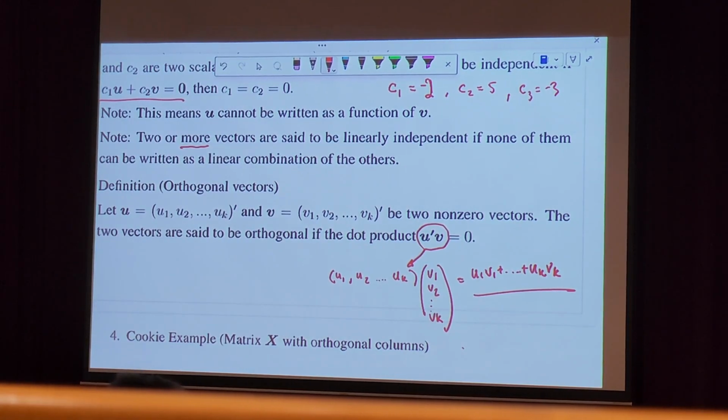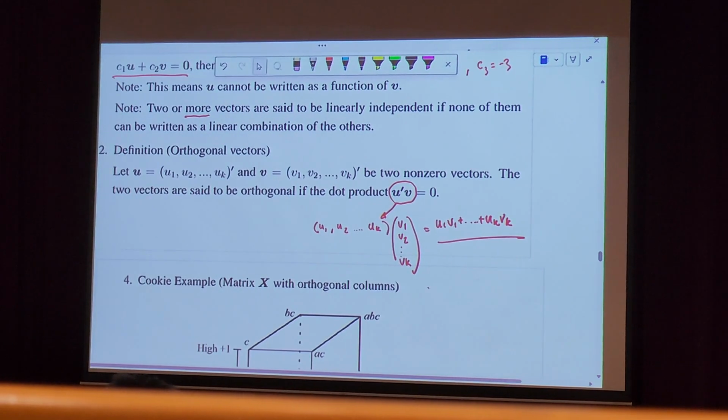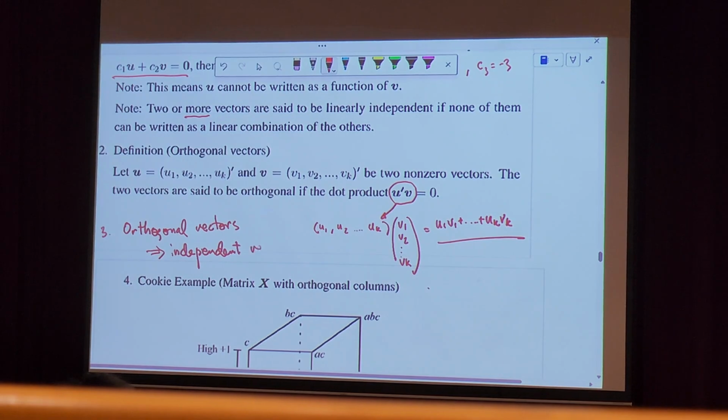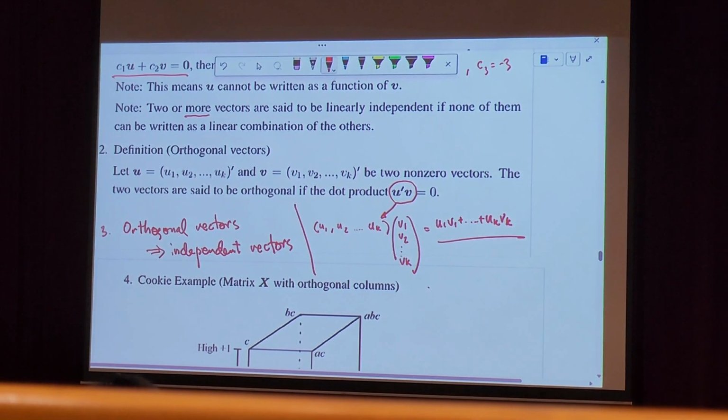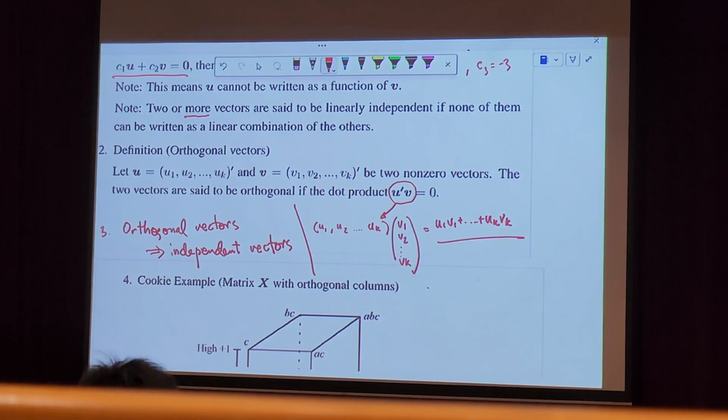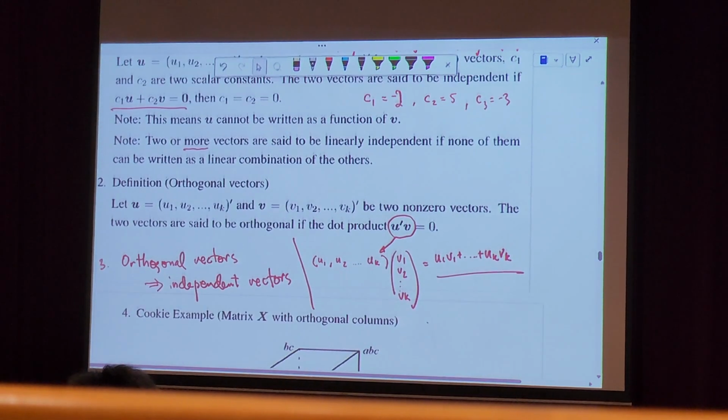Okay? Now, there is one more fact I forgot to state here. Orthogonal vectors imply independent vectors. So if you have two vectors that are orthogonal, then that means the two vectors are independent. You got that? So let's look at one example.